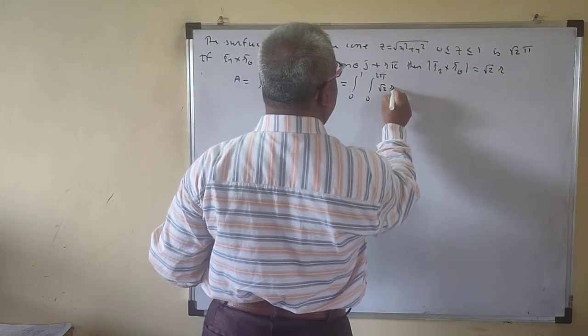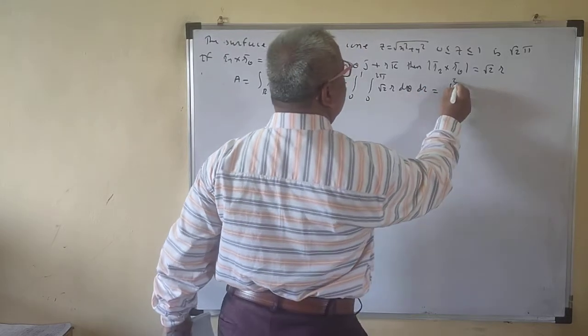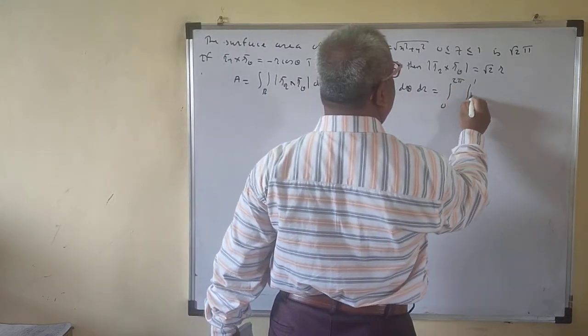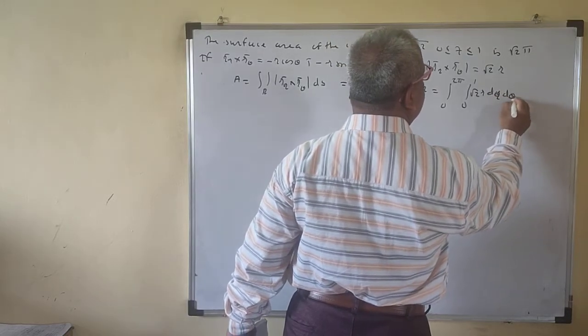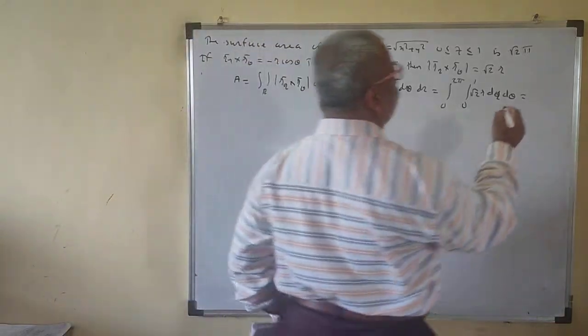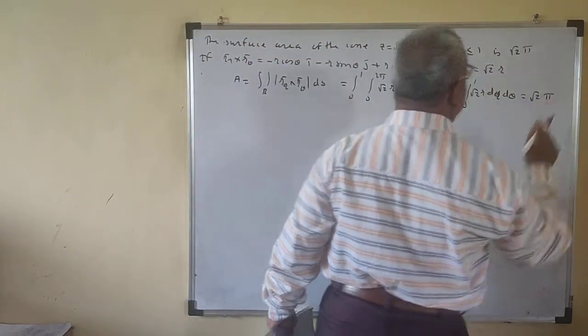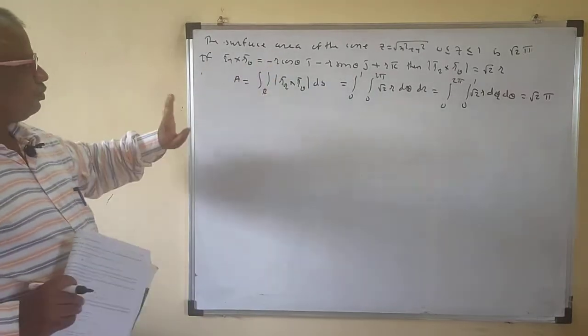This is what? Root 2 r d theta dr, or this is the same as integral from 0 to 2 pi, 0 to 1, root 2 r dr d theta, and the value of this one is what? The value of this one is root 2 pi. Root 2 pi. Note that this is for the cone.